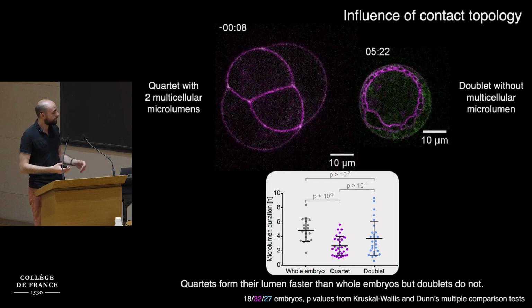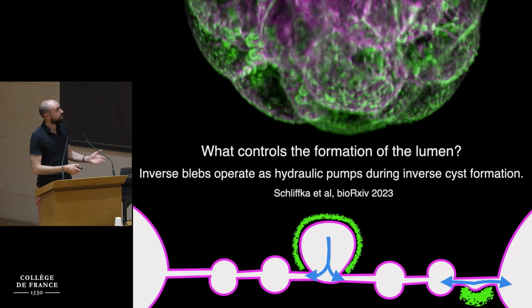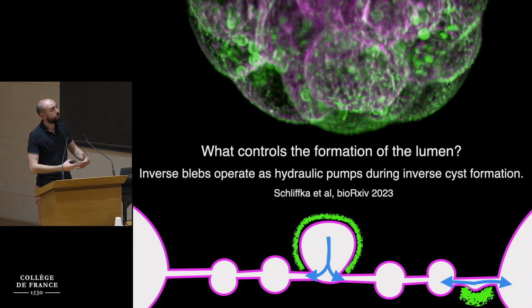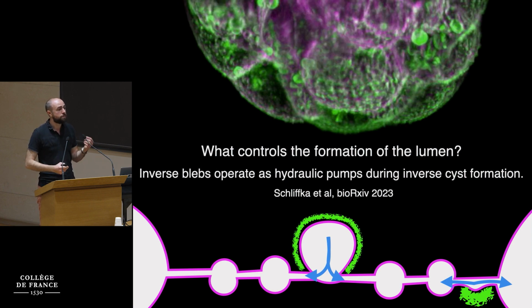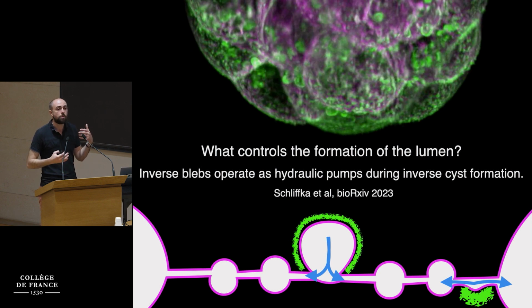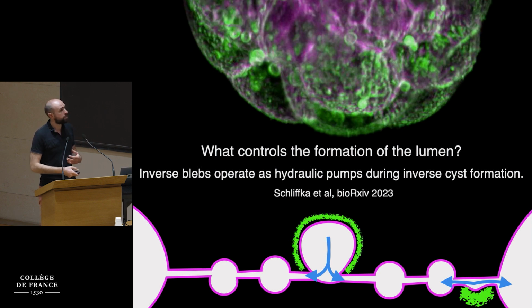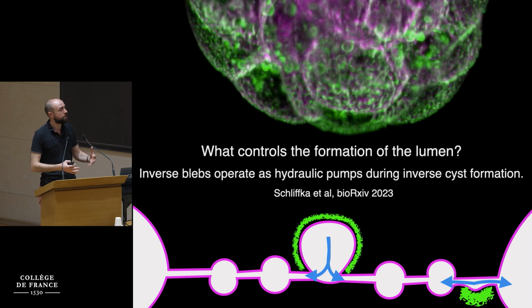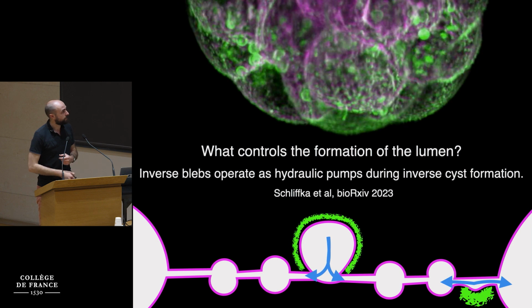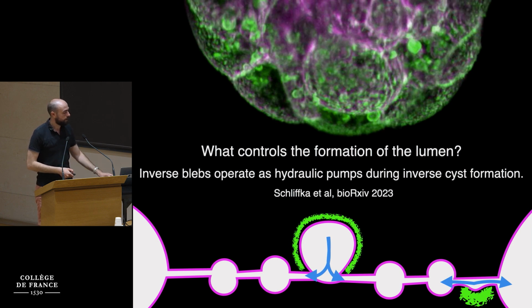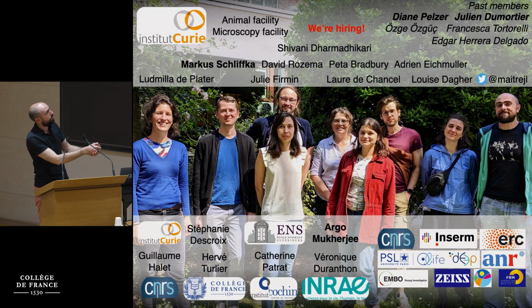And so we think this is compatible with the idea that those inverse blebs are operating as hydraulic pumps that just pump the fluid into the system, and their topological specificity allows them to promote the coarsening of this microlumen network. And this is now on bioRxiv since a few months, and this is done by Markus Schlifka, who defended his PhD last week. He's on the job market. He's very good. Poach him.